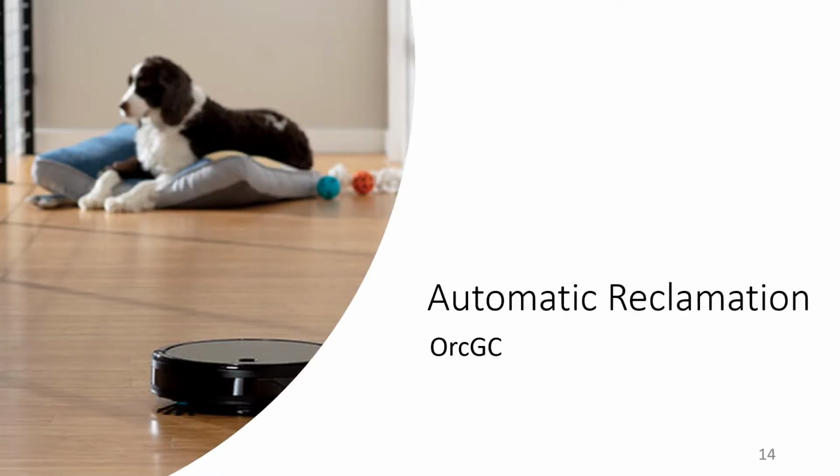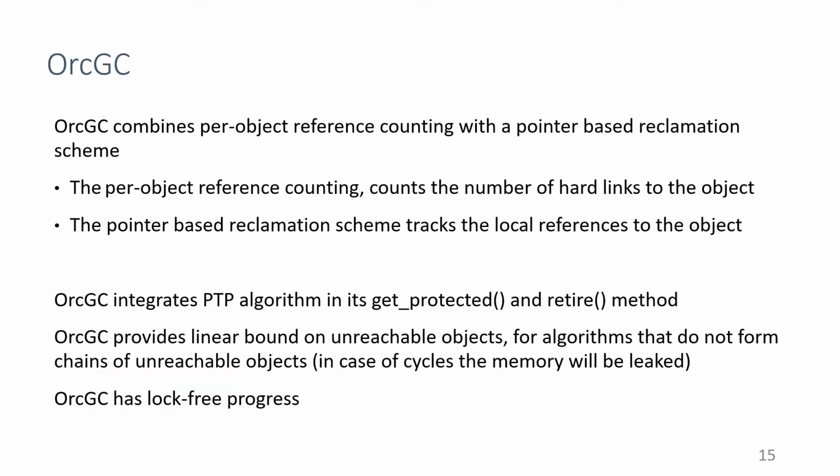Now I will give an overview of OrcGC, our automatic memory reclamation. To reclaim memory, OrcGC must detect when an object becomes unreachable. For that, it combines per-object reference counting with a pointer-based reclamation scheme. The reference counting is used to count the number of hard links to the object, and the pointer-based reclamation scheme tracks the local references to the object.